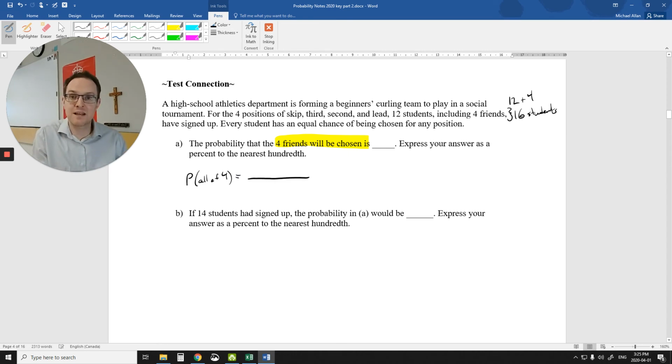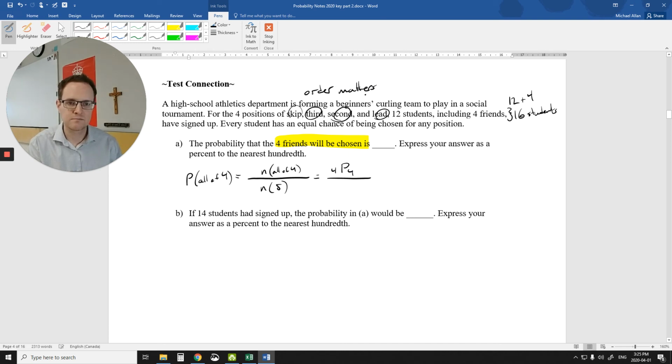Well, how many different teams can I make out of these 4 friends? So you want to know how many teams can I make using all 4. I'm going to divide it by all of them, so my total sample space here. So if I have 4 friends on this team, and order matters because I have a skip, a third, a second, and a lead, I could have 4P4, so order matters here. So I have 4 kids, I want to pick all 4. Now how many teams can I actually make? Well, I have 16, and I want to pick 4 of them for this team. So that's what that looks like.